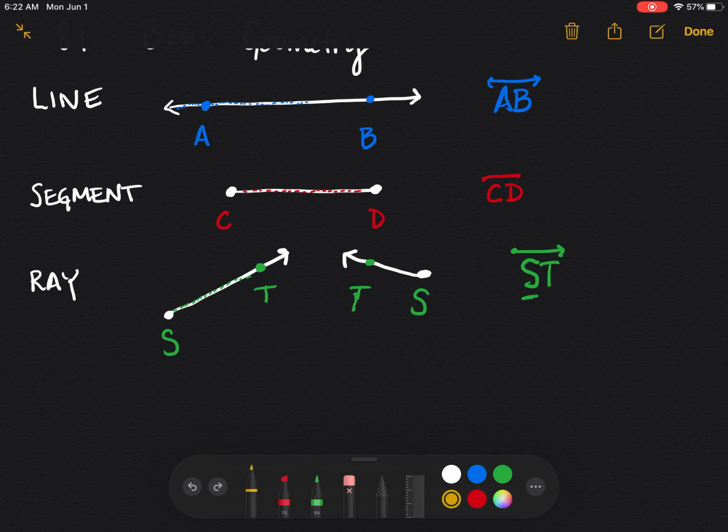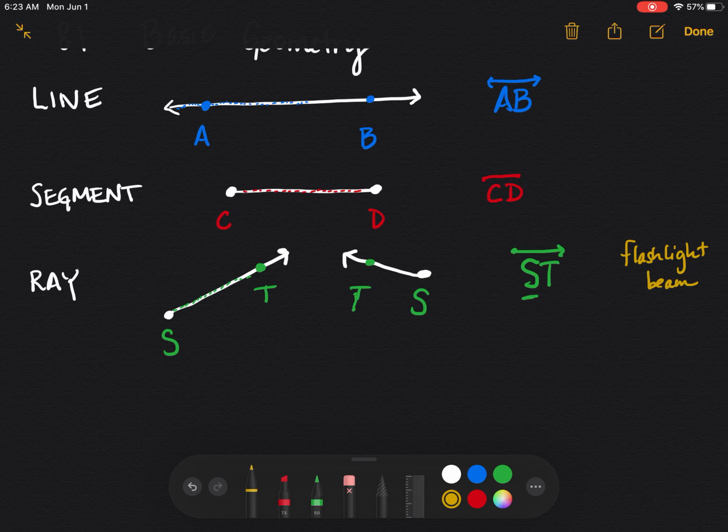So an example, they'll also ask you for examples of things in real life. So a good example of a ray might be like a flashlight beam, okay? That comes out of a flashlight and goes on, right? But it has an end point or a beginning point.